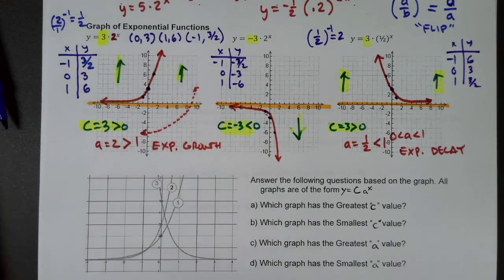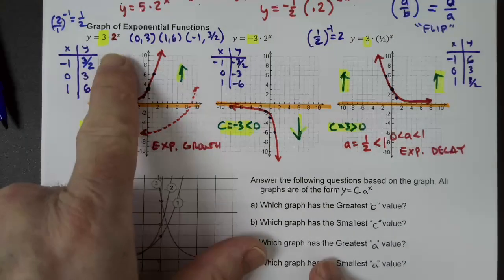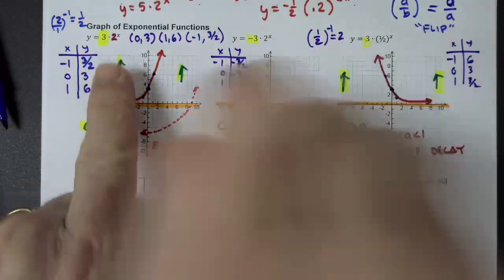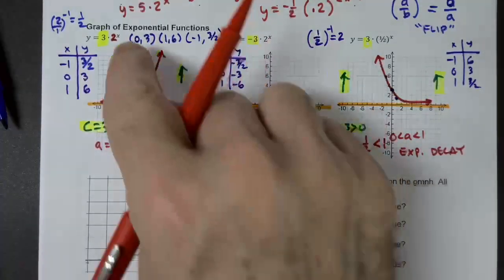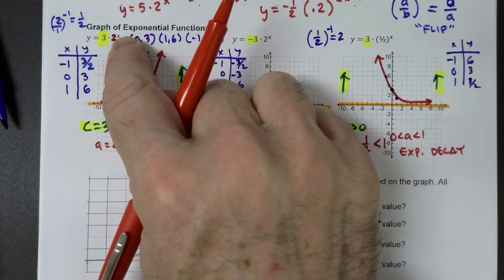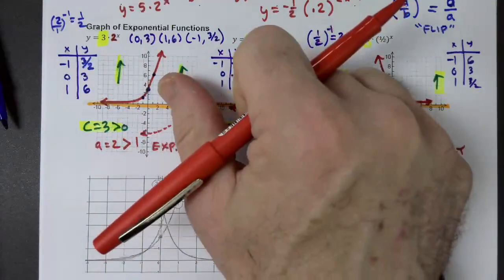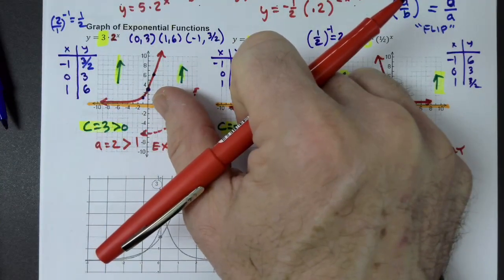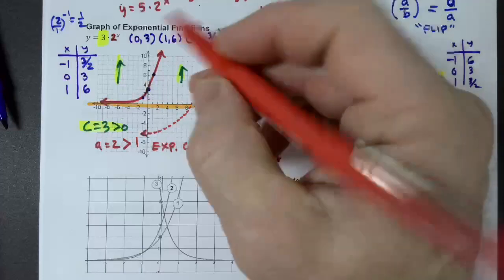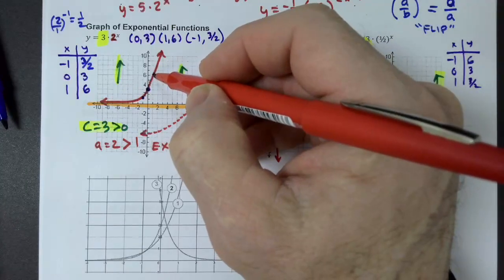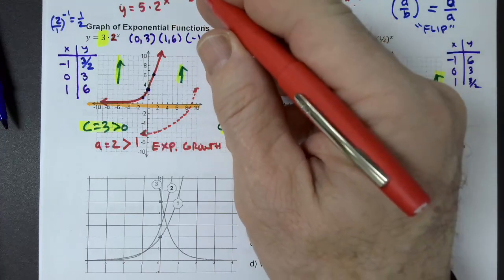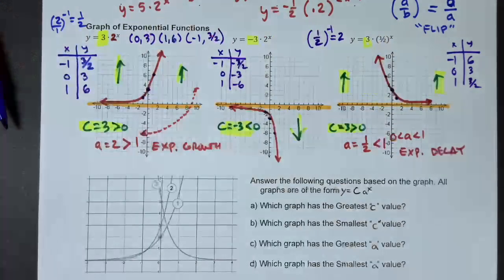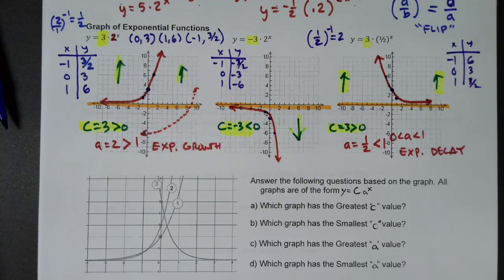And briefly, let me just point out to you why this is growth and this is decay. When we are growing, every time we increase that exponent by 1, we're multiplying by 2. We're getting twice as big. We're at 6 here, we're going to get twice as big, go to 12. Twice as big, go to 24. So you can see how it jumps really fast.